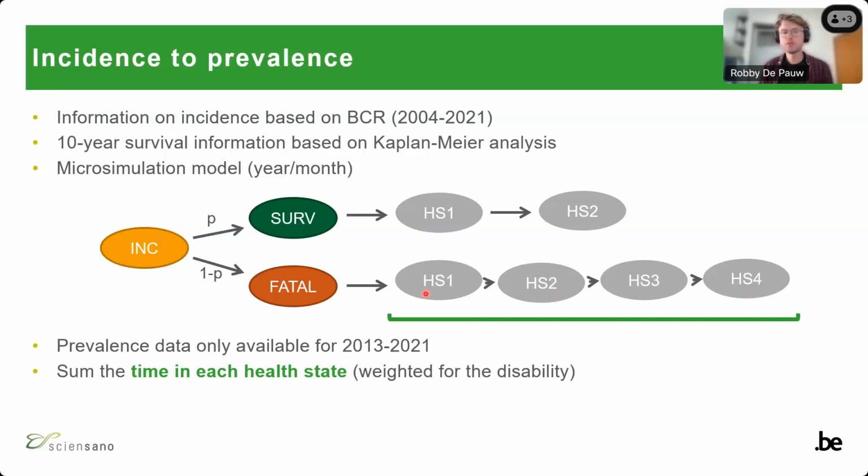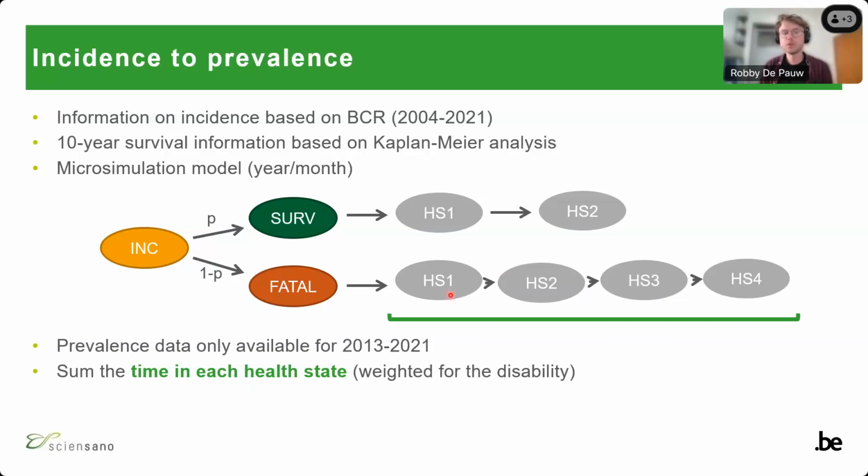And here as well, if the first health state that is already assigned to a patient is a terminal phase, then of course it stops here and they will no longer go to a second or another health state. And the prevalence estimate is then actually the sum of the time that is spent in these different health states. So the sum of the person months in each of the health states.